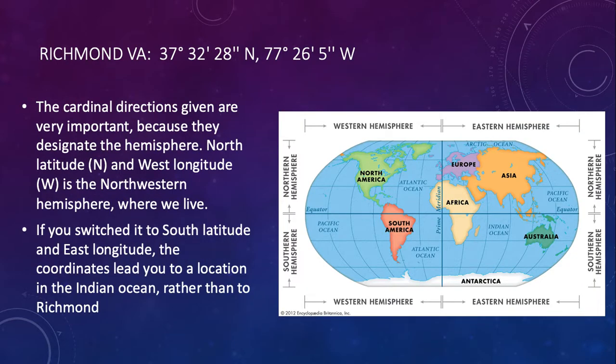The cardinal directions are given, they're very important because they designate the hemisphere. North latitude and west longitude is the northwestern hemisphere, where we live. If you switched it to the south latitude and the east longitude, those same coordinates lead to a location in the Indian Ocean rather than Richmond.